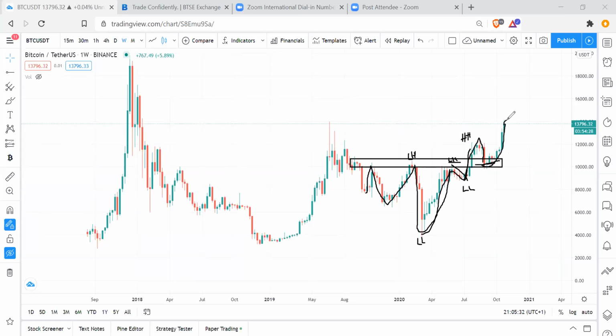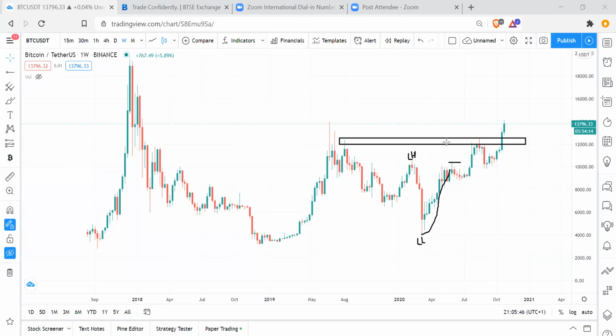So, now we have this. What do you expect next? A retest of anywhere. Now, you see why I said 12K is a viable region for me. Let's look here. This was previous resistance. Price strike here, failed. Price strike here, failed.